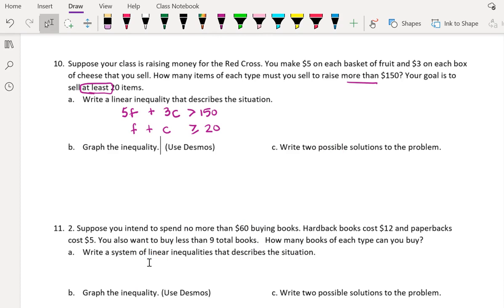So write two possible solutions. If I had X, which I let X be the fruit, and Y was the cheese. So I set an X value of 20. So if I had 20 fruit baskets and then 40 cheese boxes, that was one possible solution. And if I plugged those numbers into the equation, I would get those inequalities satisfied.